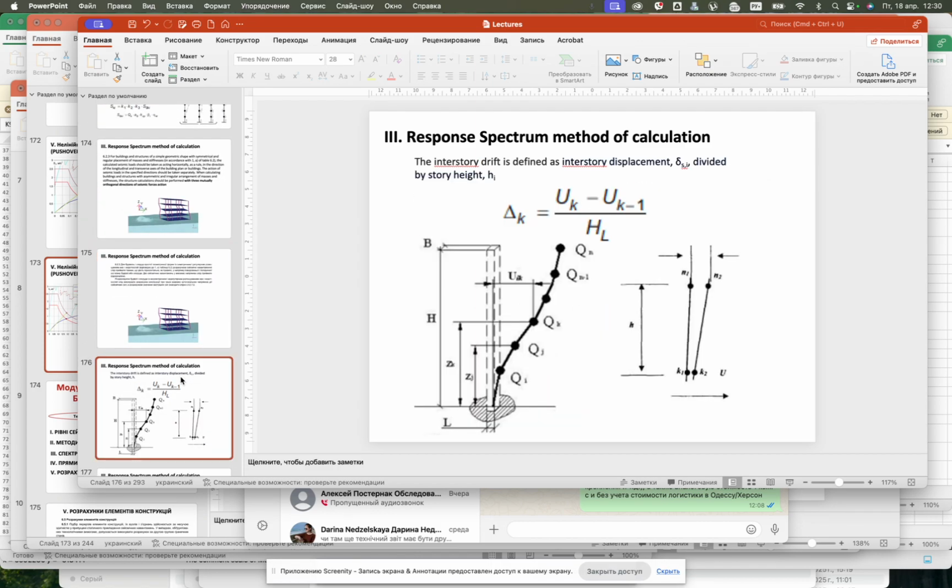The next important parameter that we also have to discuss is the displacement, which is described in the best way by the interstory drift. Because when we're talking only about the displacement, it means nothing: displacement of 1 meter during an earthquake, is it good or is it bad?